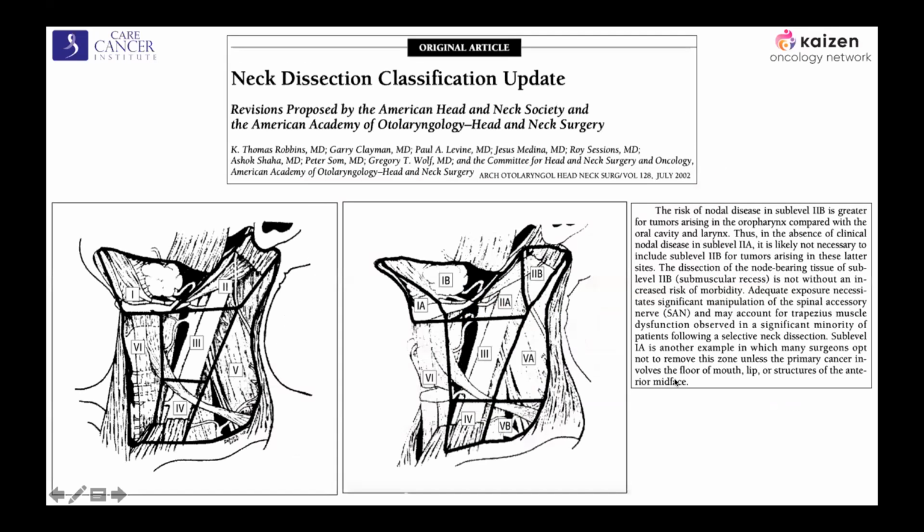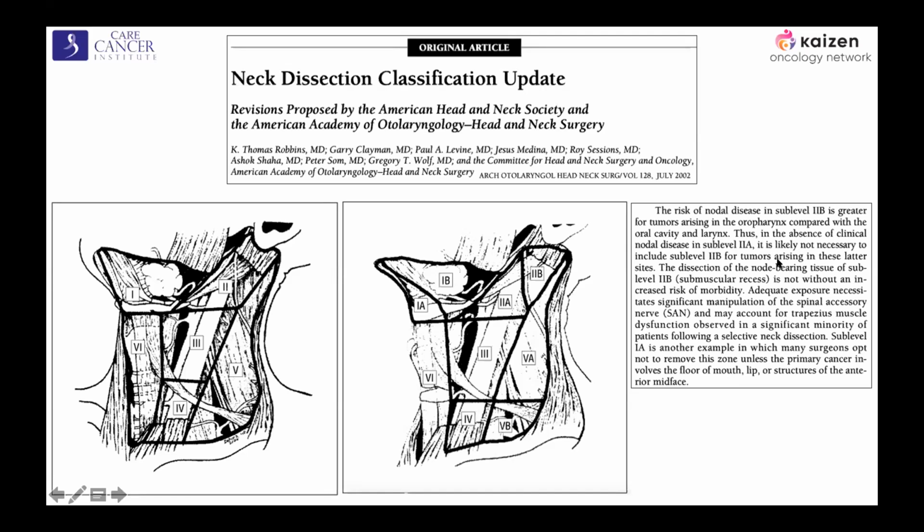In the classification update that came 10 years later, they further divided level 2 into level 2A and 2B. This is because they saw clinical significance to it. So tumors of the oropharynx and the nasopharynx, please remember this, tumors of the oropharynx and nasopharynx have a tendency to spread to level 2B. They have a tendency to go to the posterior node, so the level 2B.